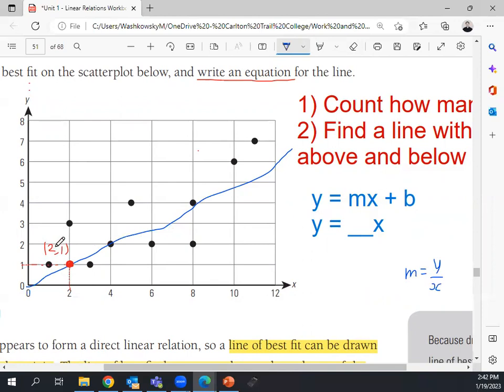My y in this case is 1. My x is 2 of the point I've selected. It's a half. So I now have my equation. I figured out what my slope is. It's just 1 over 2. I figured out there's no y-intercept. So it's just y equals 1 over 2x. That's the equation of my line.